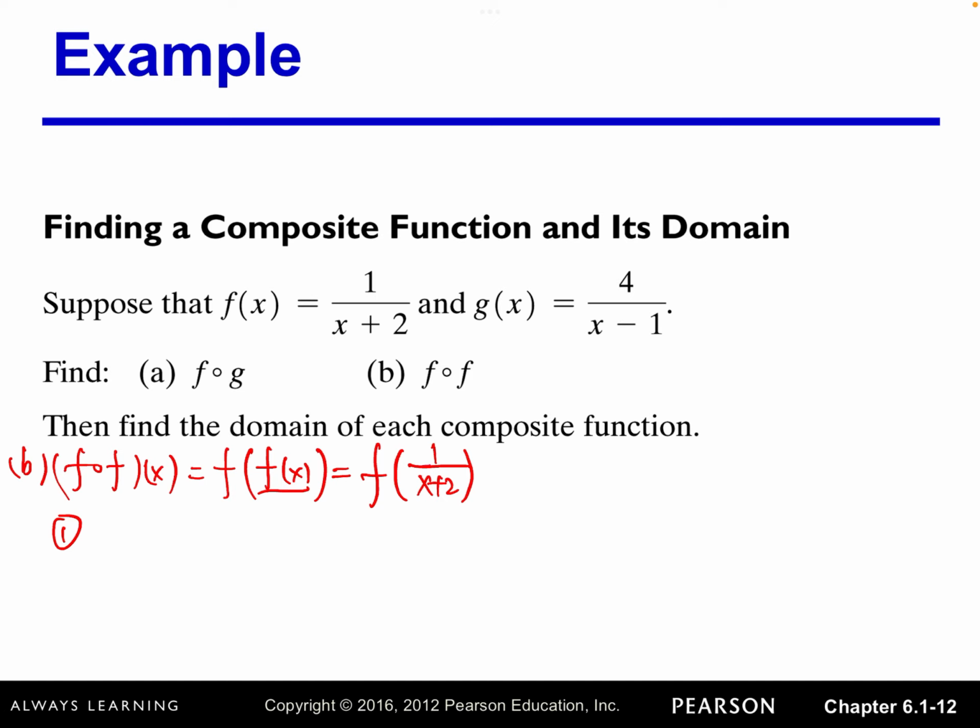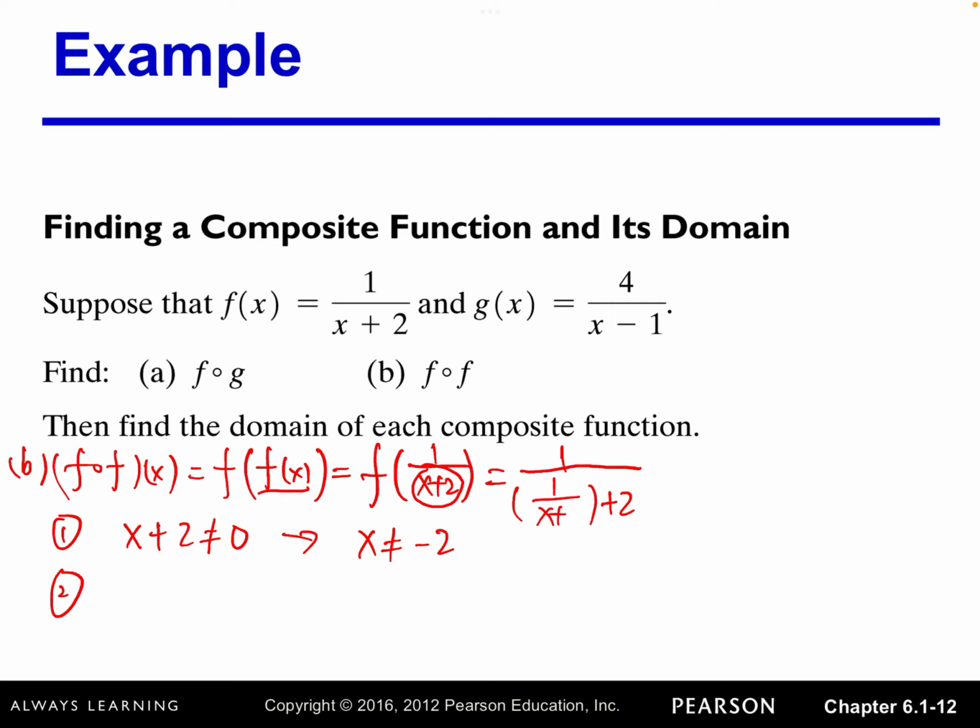The inner function is 1 over x plus 2. We have a denominator, right? So from the inner function restriction, x plus 2 cannot equal 0. That's coming from here, the inner function domain, which is x cannot equal -2. And the next step, we want to find the composite function, which is plugging in 1 over x plus 2. What is x now? It is 1 over x plus 2, right? And then just like the last one, we simplify.